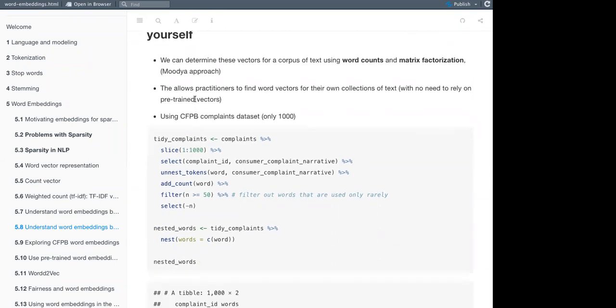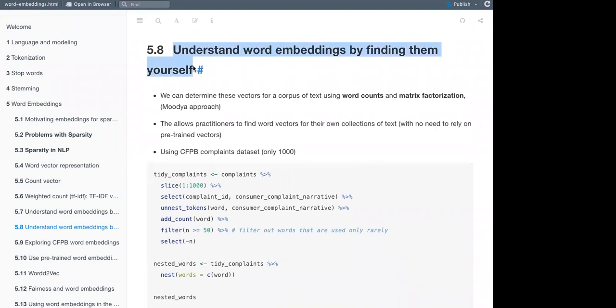So why do we need to create our own word embedding? It allows the practitioner to find word vectors for their own collection. For example, if you use word embeddings from word2vec or GloVe, they are general embeddings. They may not contain the specific semantics you may need. For example, if you want to create word embeddings for some niche area or particular domain, then it's better to create your own embeddings, train them, and use them for your own application rather than using the general embeddings.